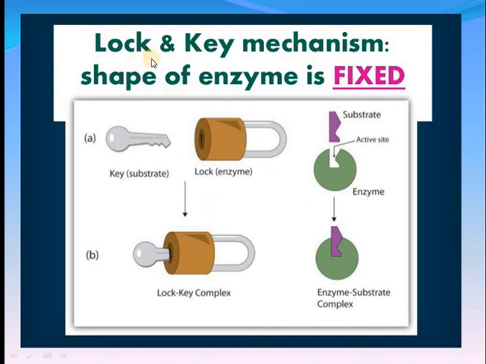Now here is the image which is showing the lock and key mechanism. The shape of the enzyme is fixed. In this model, the lock and key model, we basically assume that a particular key, here is a key, opens a particular lock, meaning a specific enzyme acts on a substrate. This key, meaning the substrate, fits here in this enzyme. This is the enzyme, this is the active site, and this substrate comes and gets entry here at the active site. So it will form a lock key complex, and if we talk about the enzyme, it will form an enzyme substrate complex.